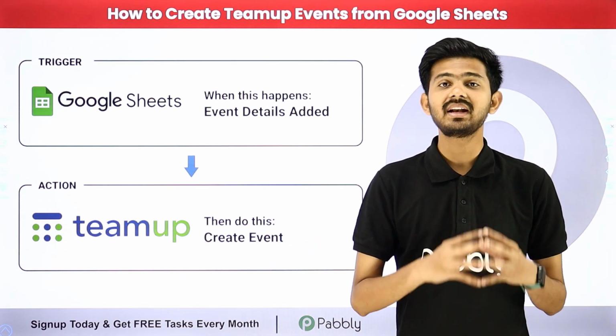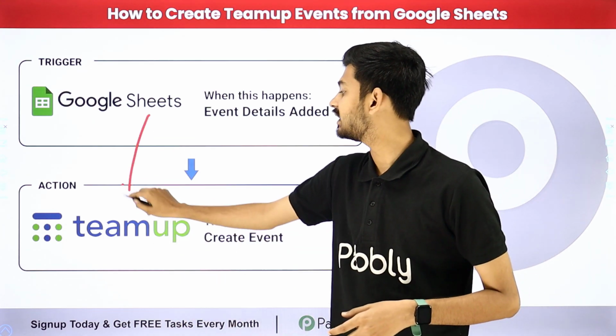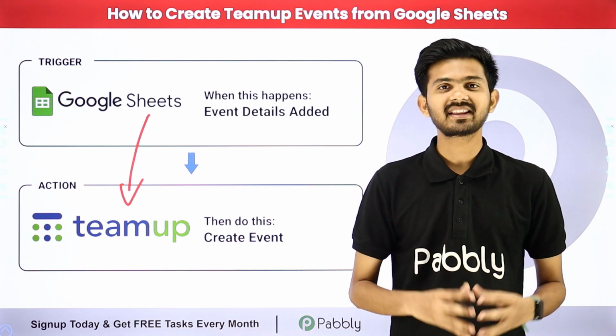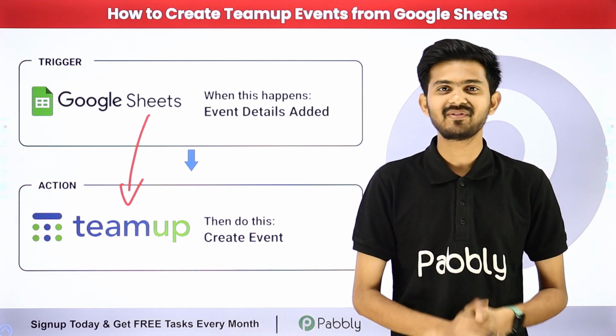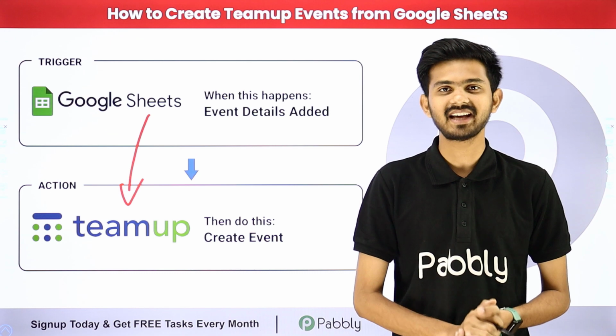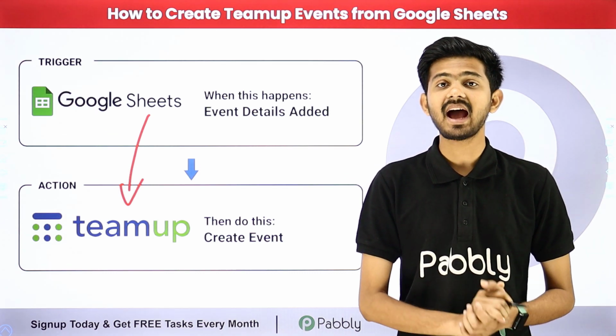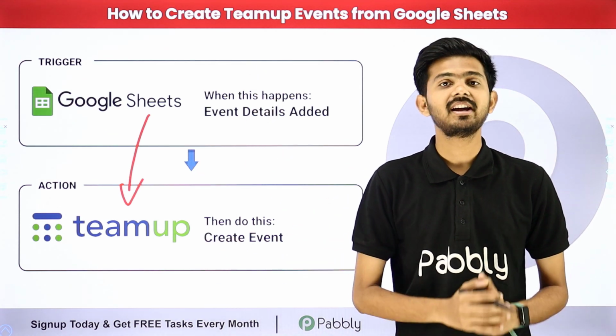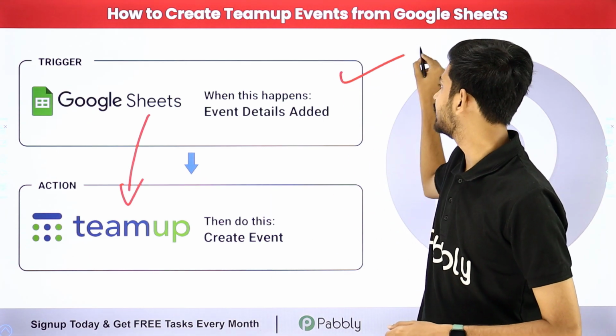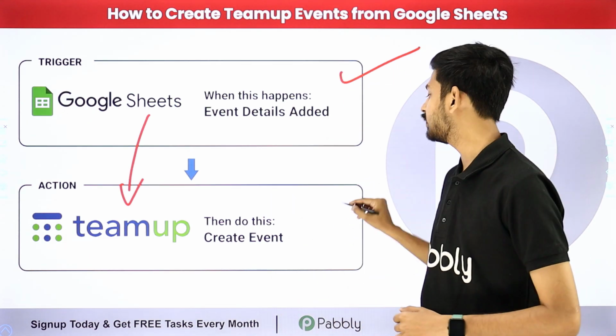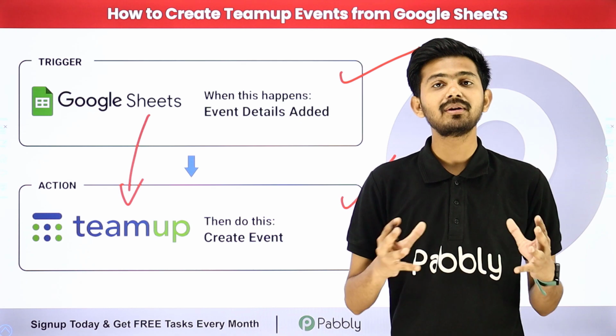For this, I need to build a connection between Google Sheets and Teamup. For building this connection, I'm going to use Pabbly Connect, which is an amazing software for automation and integration. In Pabbly Connect, I have to use a trigger and an action. In the trigger application, I'm going to use Google Sheets. In the action application, I'm going to use Teamup. So how am I going to build this connection?